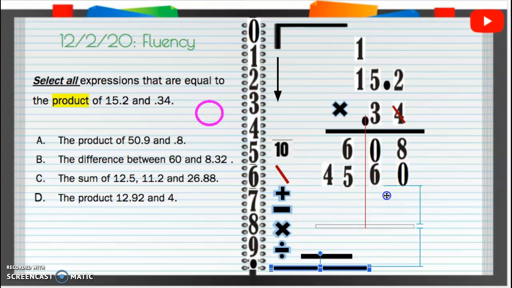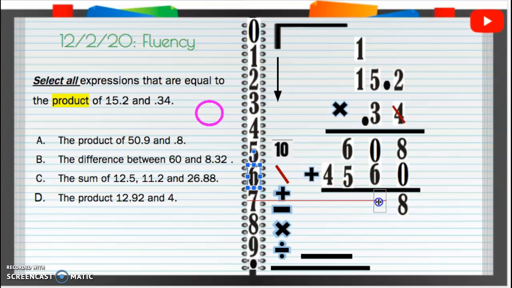Now, what do I do with these numbers? Add them up. All right, so 8 plus 0 is 8. 0 plus 6 is 6. 6 plus 5 is going to be 11. I'm going to carry that 1 and drop that 1. 4 plus 1 is 5. Is that my answer? No.